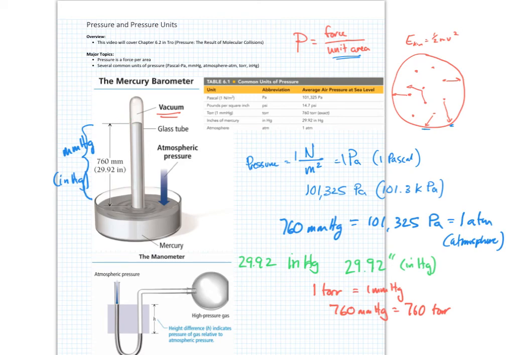There are plenty of other pressure units, but in this chapter we're not going to concern ourselves with those. So the ones that we need to know, absolutely, you should know what a pascal is, you should know what a torr is, you should know what an atmosphere is, and you also should know what millimeters of mercury are. If you know those 4 units and how to convert between them, that's everything you'd be expected to know in my class.